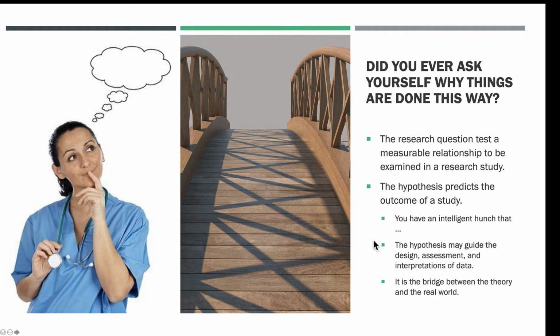For example, you have an intelligent hunch. Now, this is different than when I was in the government, which we called a swag, which was called a stupid wild blank guess. But we're not talking about that. What we're really talking about here is intelligent hunches about the way things should be.